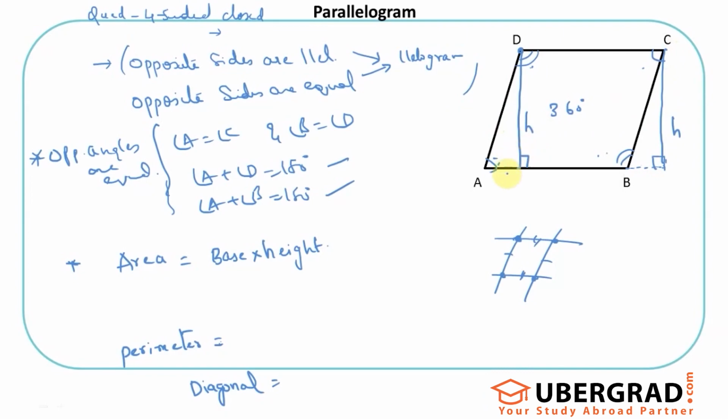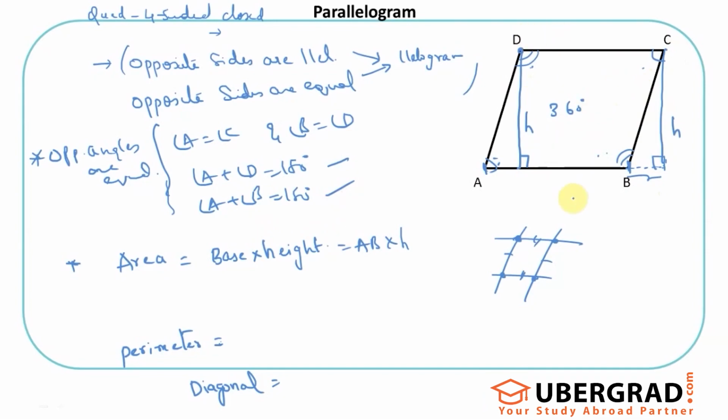So what is the area in this case? It will be AB into H. We would not count this extended length. Though it looks like we are extending the base to meet the height, it does not mean I'll take the base as the entire line. No, it's only AB. So AB into height H is the base into height.